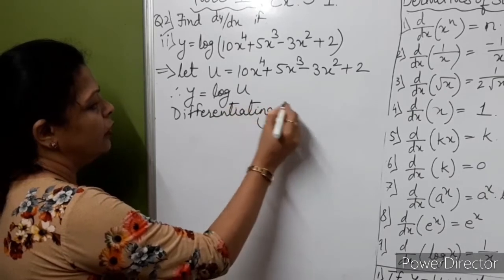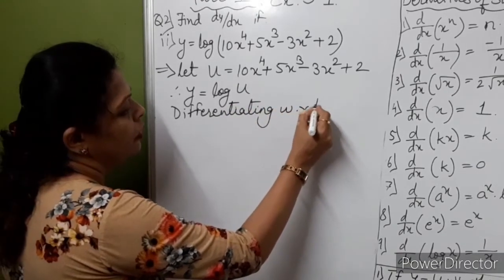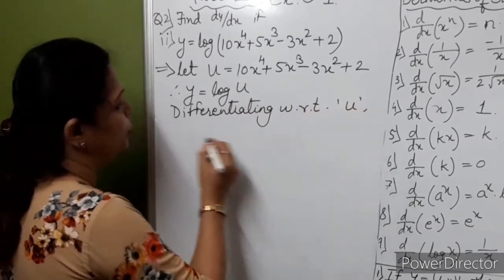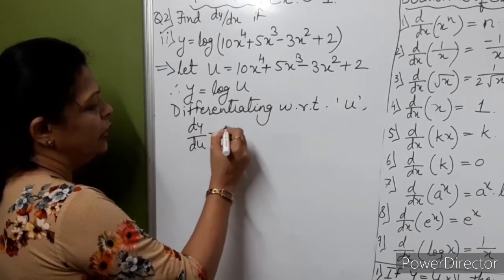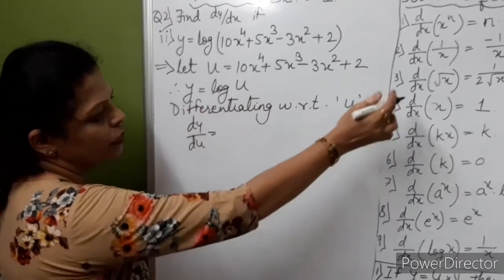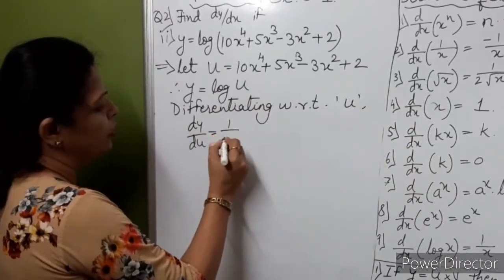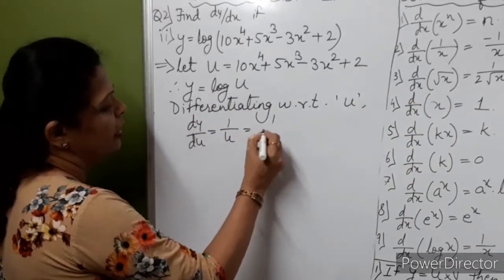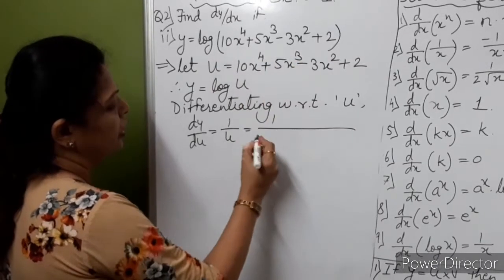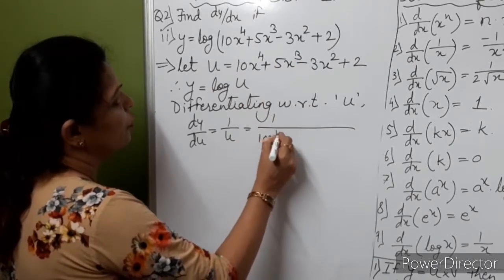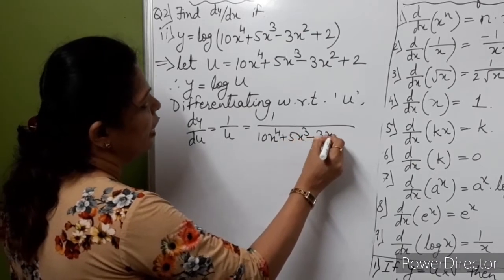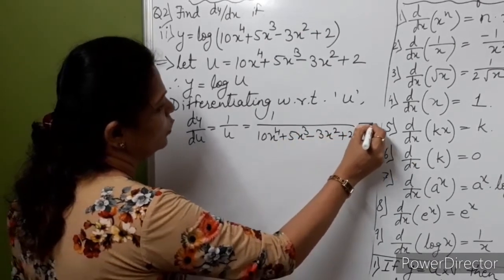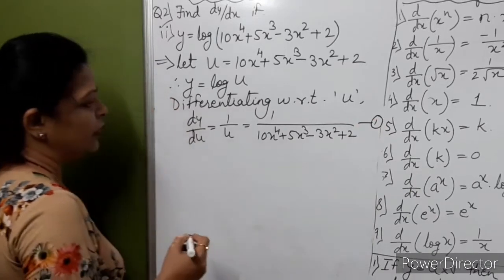Differentiating with respect to u. So you get dy by du is equal to the derivative of log u, that is 1 upon u. So that is nothing but 1 upon this whole thing, 10x raised to 4 plus 5x cube minus 3x square plus 2. This is your first one.